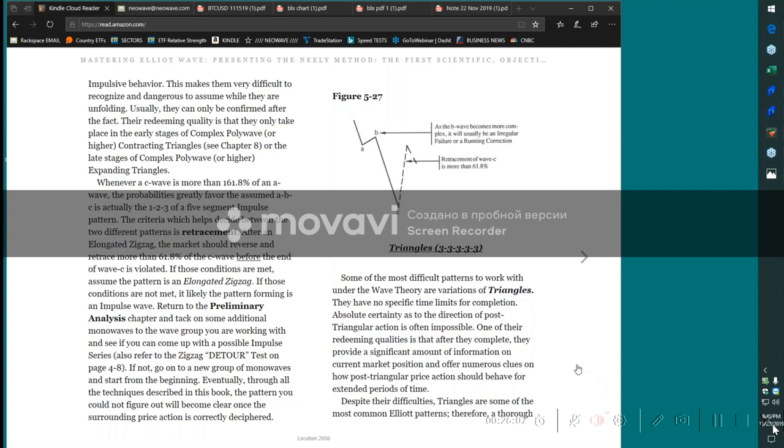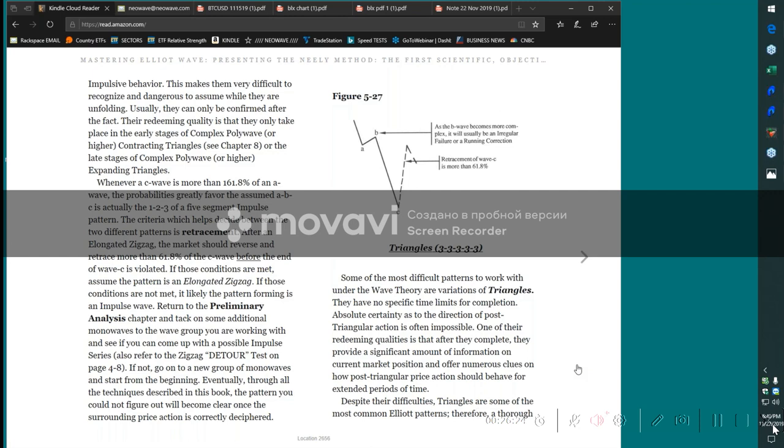So if wave B is equal to wave A, then wave C might be 61% of wave A, it might be 100, it might be 161. It shouldn't be less than 38% ever in that kind of situation. But the B wave strength is what really tells you almost everything else you need to know.